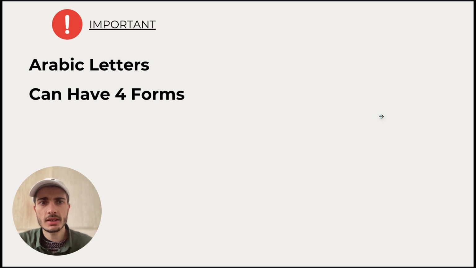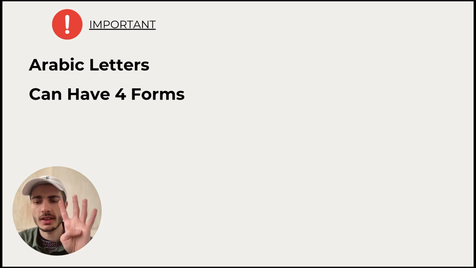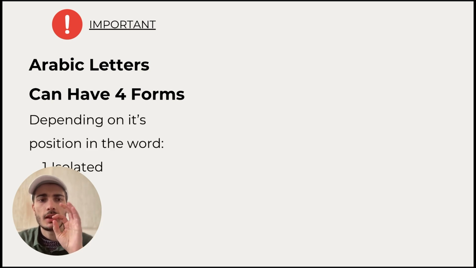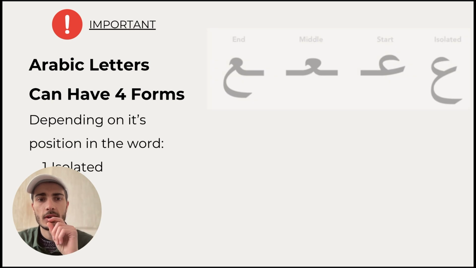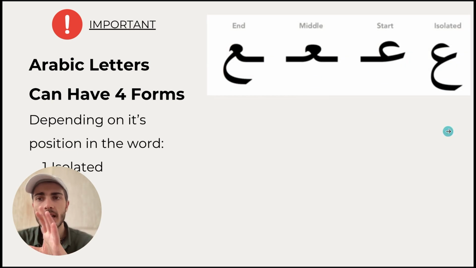But first, you have to understand that the Arabic letters can have 4 different forms, depending on its position in the word. So the first form is isolated, an isolated letter. And that is what we have seen in the previous lesson. We have seen only the isolated form. But we have 3 other forms, which is in the beginning, in the middle, and in the end. For example, the letter Ain here, all 4 are the same letter Ain, but how we write it depends on the position of it in the word.